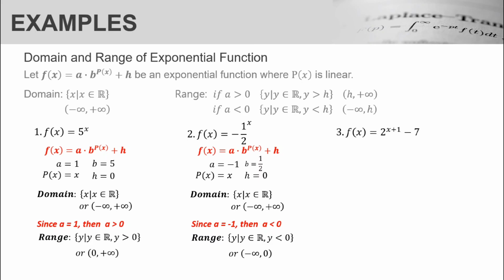For our third example, we have f of x is equal to 2 raised to x plus 1, minus 7. So for our solution, we're going to find the values of a, b, p of x, and h. a is equal to 1, b is equal to 2, p of x is equal to x plus 1, and h is equal to negative 7.